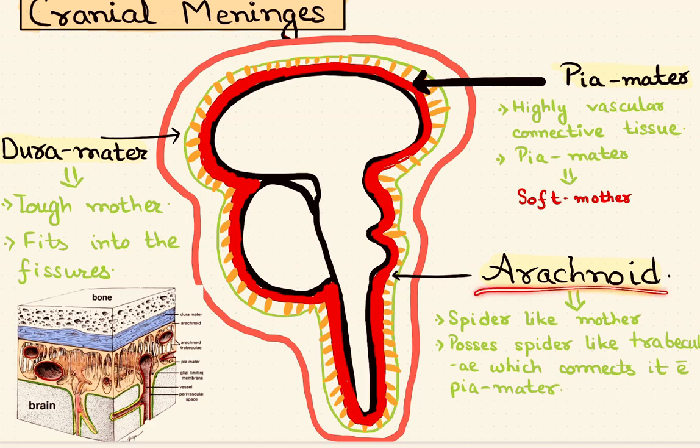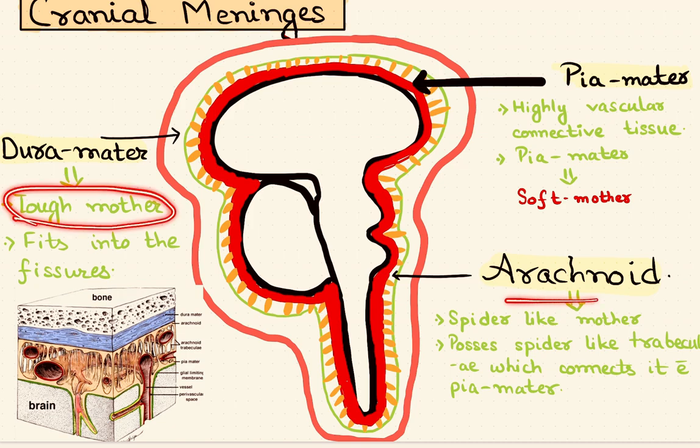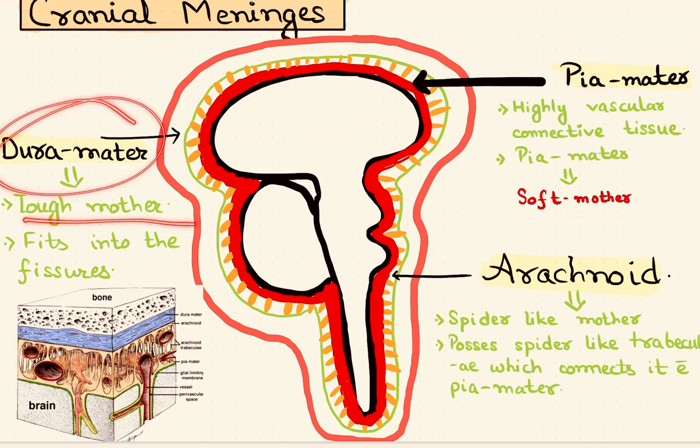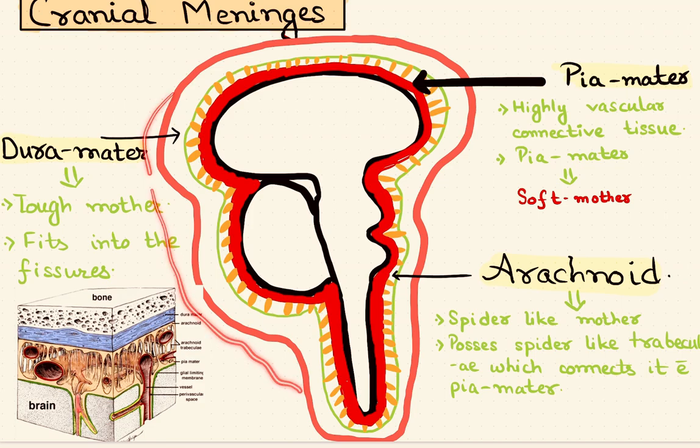So arachnoid is clear. Now let's move to the outermost layer, which is dura mater. Now what is this dura mater? It is the tough mother. As arachnoid is spider mother and pia mater is soft mother, similarly dura mater is tough mother. It is a tough connective tissue layer which is the outermost covering of the central nervous system.